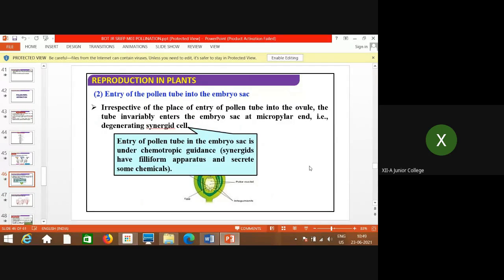Now, entry of the pollen tube into the embryo sac. Irrespective of the place of entry of the pollen tube into the ovule, the tube invariably enters the embryo sac at the micropylar end, through the degenerating synergid cells, as I told you just now. Whichever way the pollen tube gets entry, whether through the micropyle, the chalaza, or the integuments, it doesn't matter. But once it enters the embryo sac through the micropylar end, the pollen tube will enter through one of the synergids only. Once it is there through one of the synergids, only then does the further process take place.